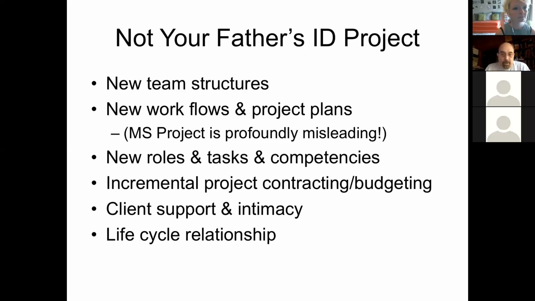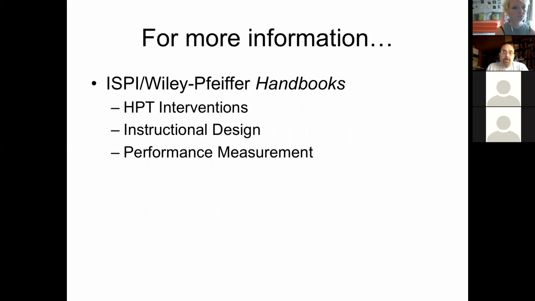So where do you go to get information about all this? There's a series of three handbooks published by ISPI and Wiley Pfeiffer. I edited the one on instructional design. There's another one on HPT interventions, and another one on performance measurement. This slideshow is pretty much drawn from the instructional design one, the middle one.